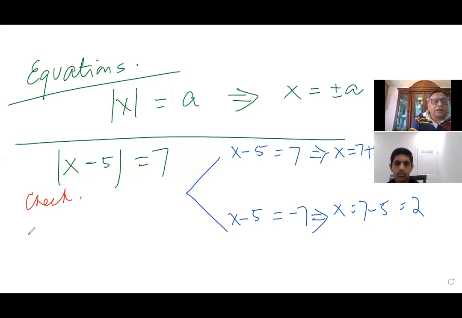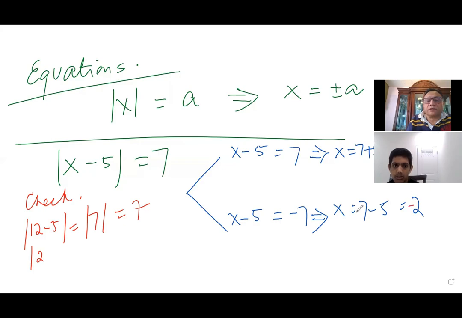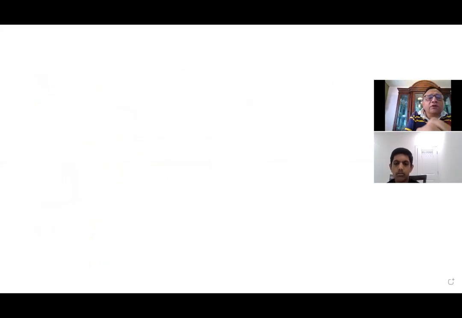So if I substitute 12 here, absolute value of 12 minus 5 is equal to absolute value of 7, which is 7. And for 2, minus 2 minus 5 is equal to absolute value of minus 7, which is also 7. So we have both the solutions and we have checked that they are both correct. Is that okay? So let us take two more examples based on equations and then we are going to move forward.